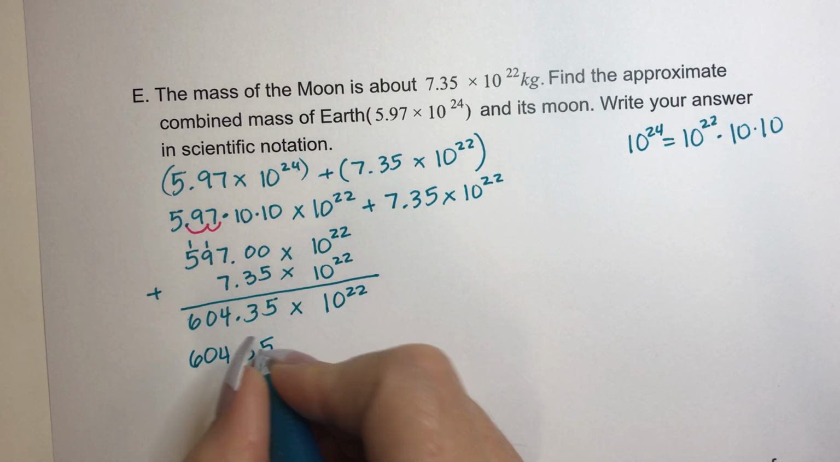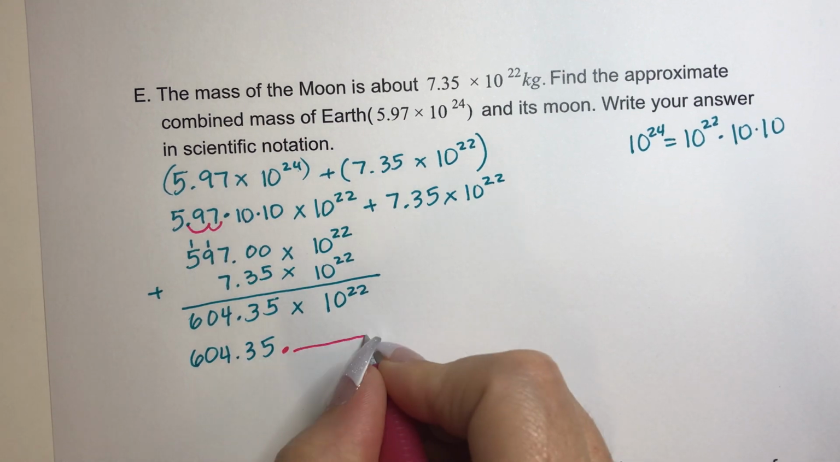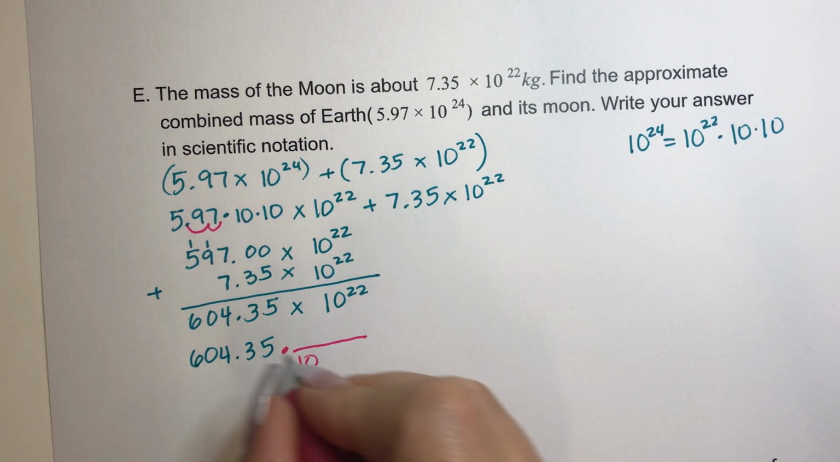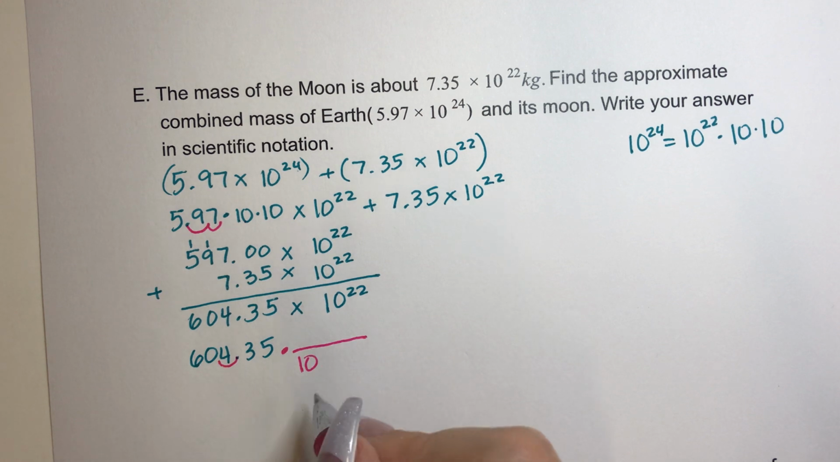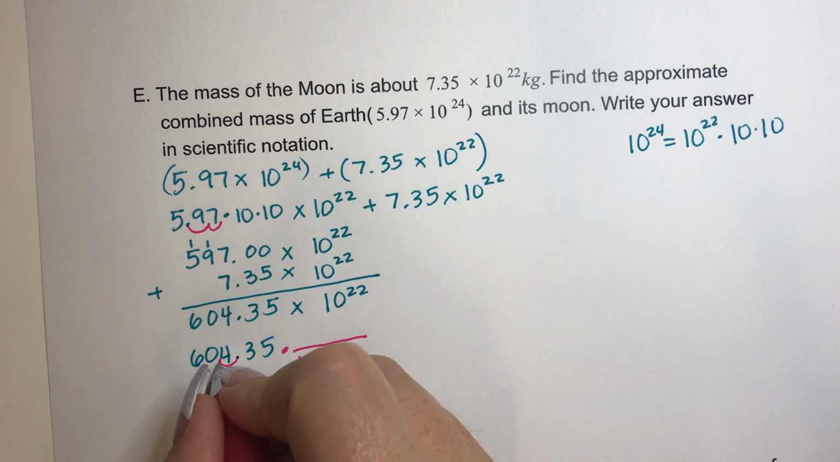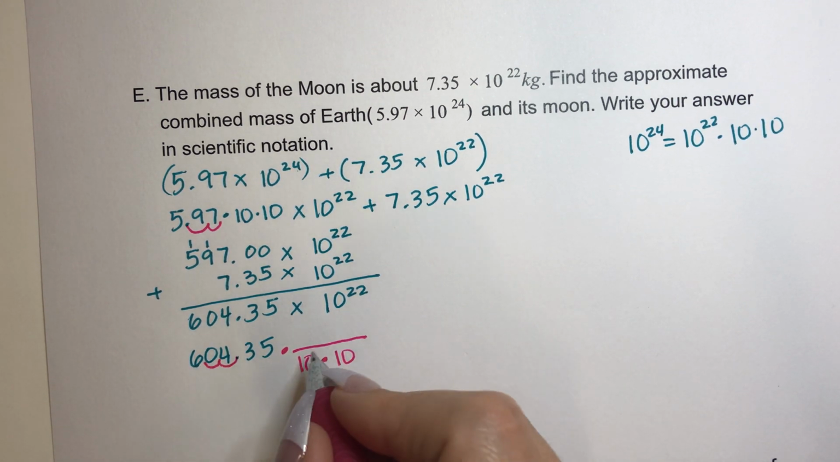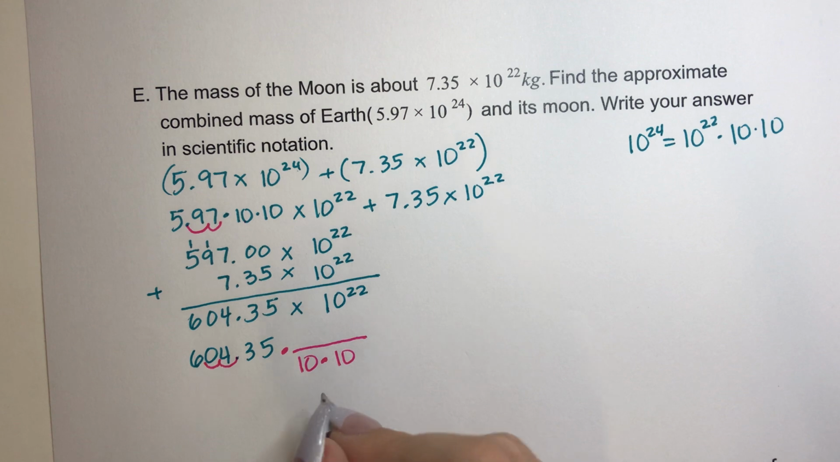We have to divide by 10 to make it smaller. Now, how many times do we have to divide it by 10? If we divide it by 10 once, we would end up with 60.435, which would still be too big. So we're going to have to divide it by 10 and move it one more place over, which would give us 6.0435, which would be between 1 and 10, which is perfect.